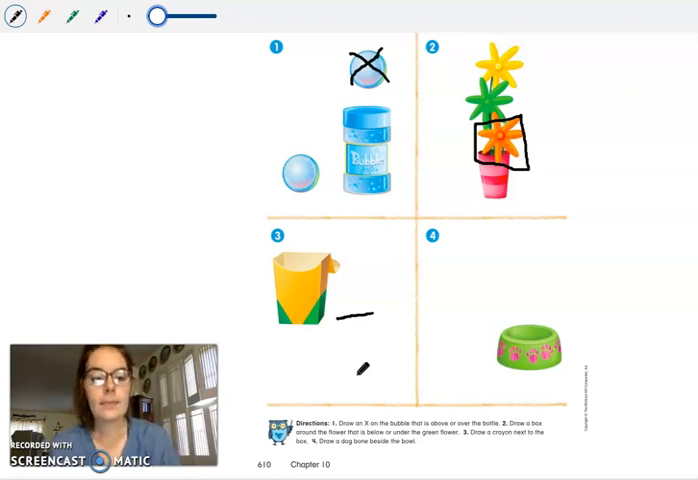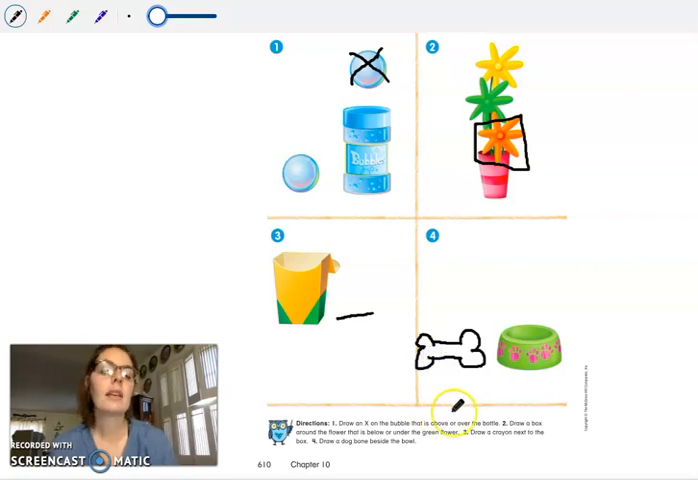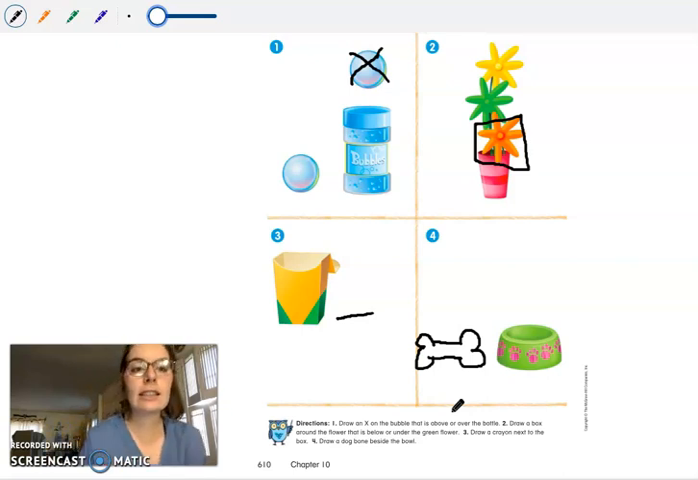Okay, are you ready? All right, number 4, we're going to draw a dog bone beside the bowl. So a dog bone kind of looks like this. You do a line, and then you do a bump, and a bump, and a line, and a bump, and a bump. It's a dog bone. So go ahead and draw your dog bone. Again, remember, our drawings don't need to be perfect. It's totally okay.